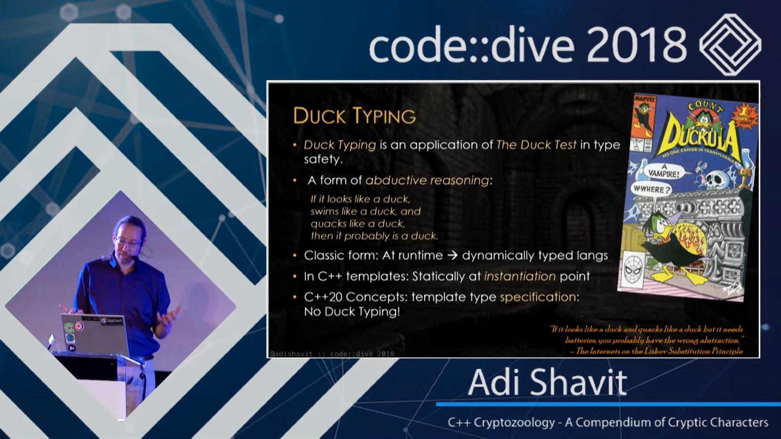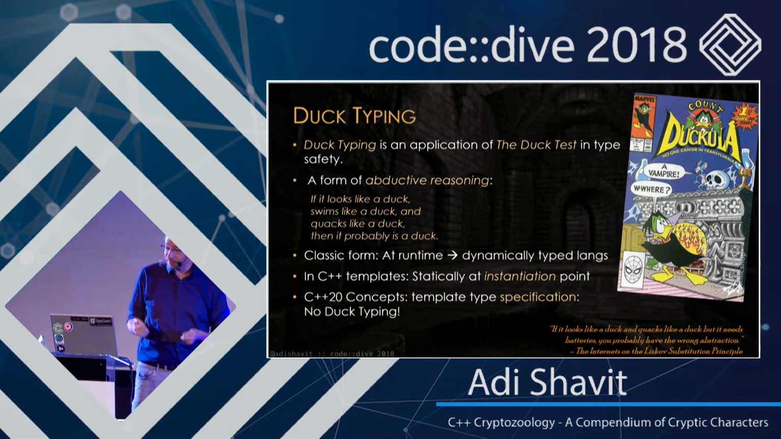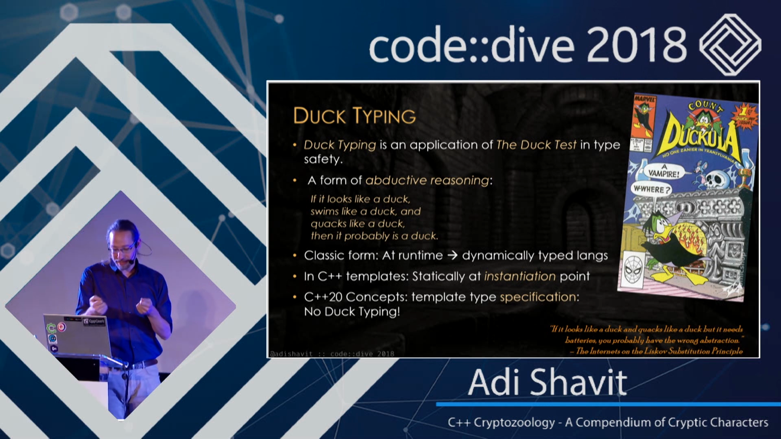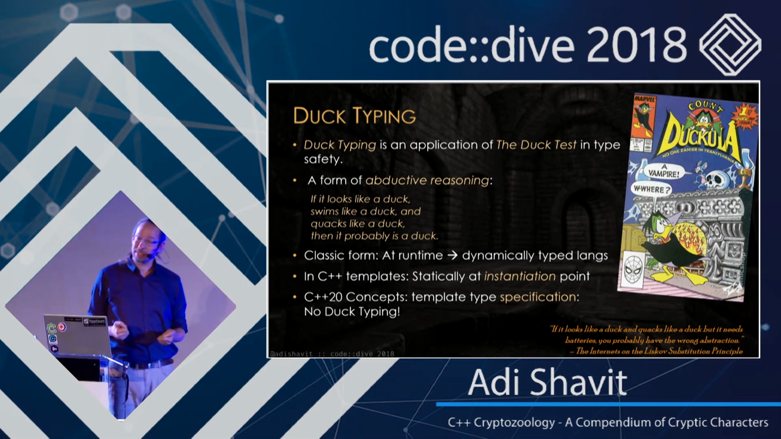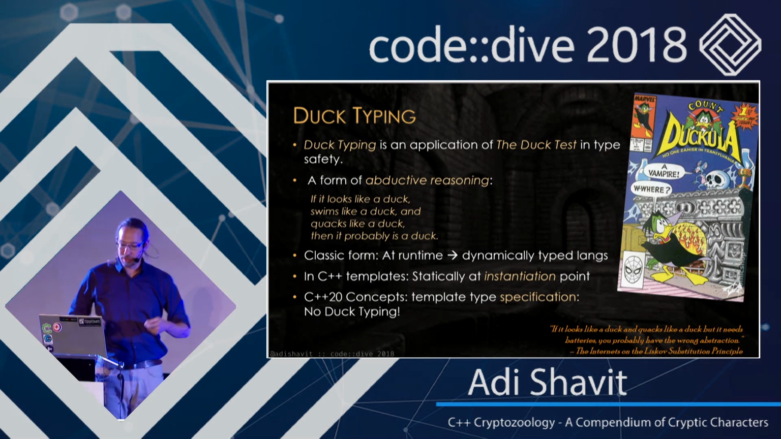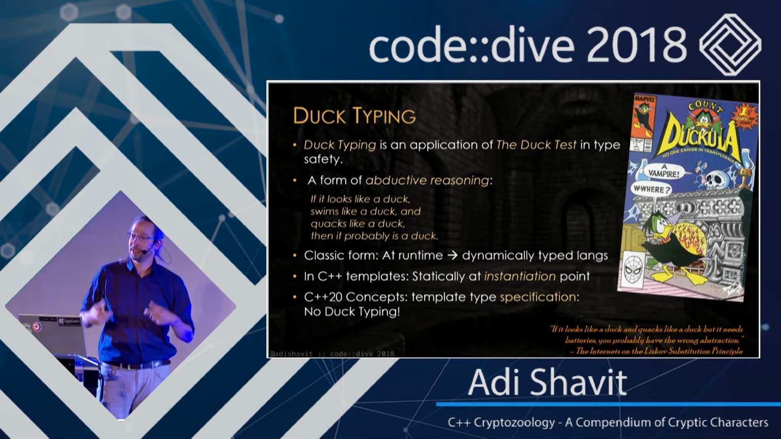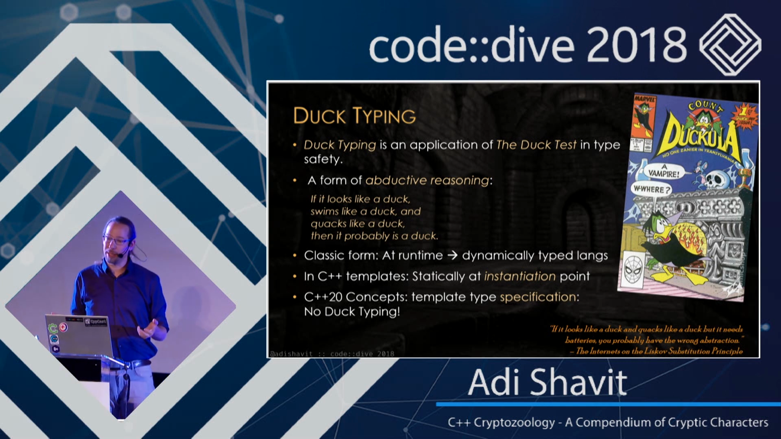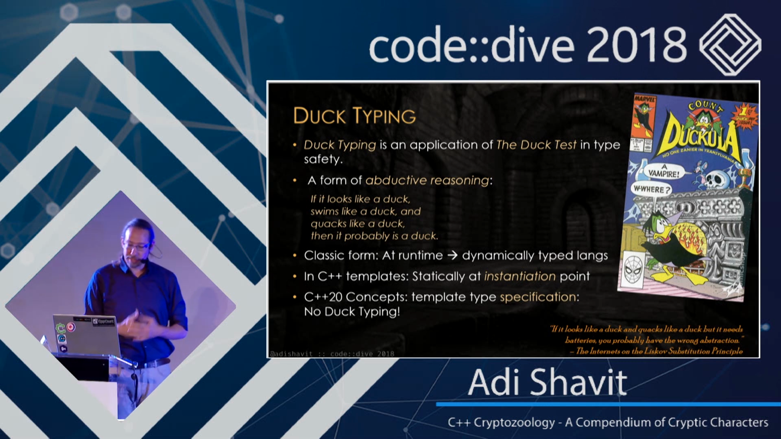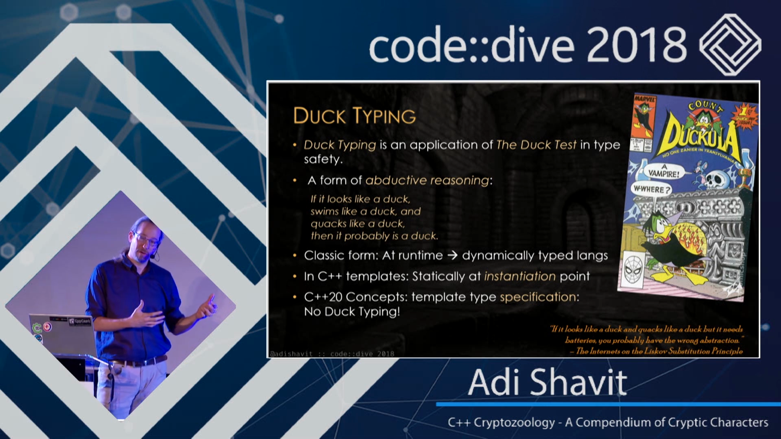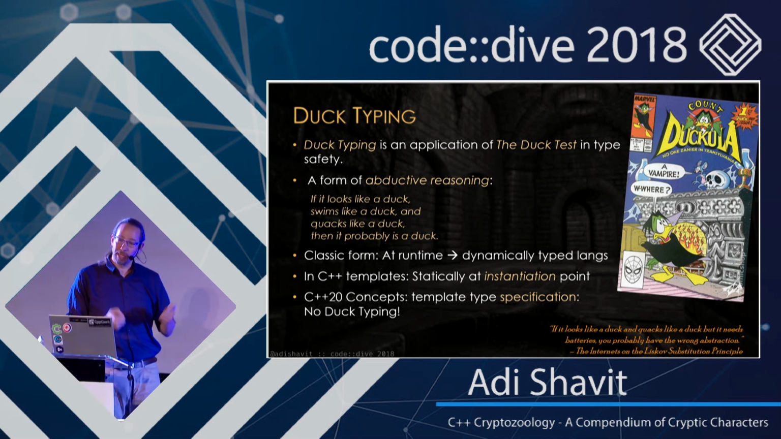And the duck test is very familiar to some people by this kind of poem: if it looks like a duck, swims like a duck, and quacks like a duck, then it's probably a duck. It's called abductive reasoning. Basically, it's determining the properties of a type based on the way it's being used and not based on any kind of initial declarations.